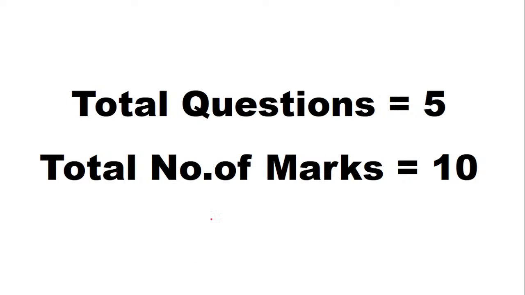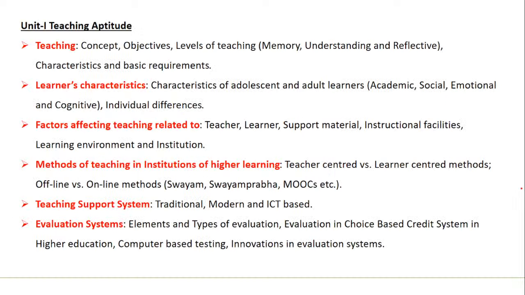You have 5 questions in this unit in total. Total marks is 10. Each question is allotted 2 marks. You have the syllabus as follows, where you have the subtopic of teaching, with concepts, levels, objectives. You have 3 levels of teaching, and characteristics and requirements. You have learners' characteristics, which include academic, social, emotional and cognitive.